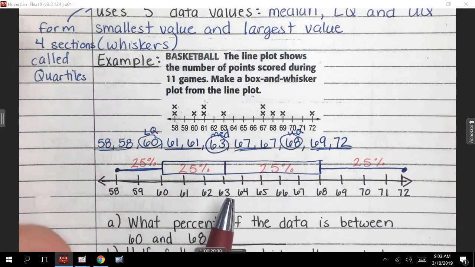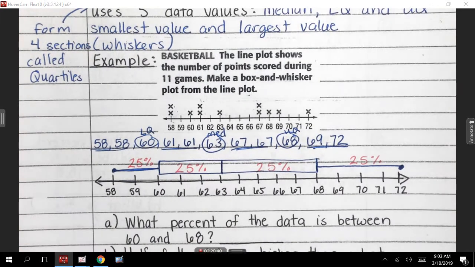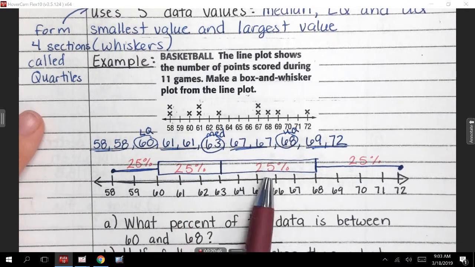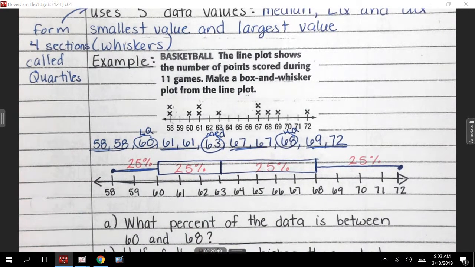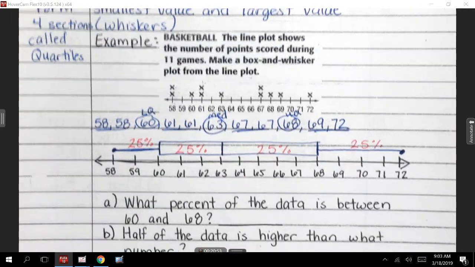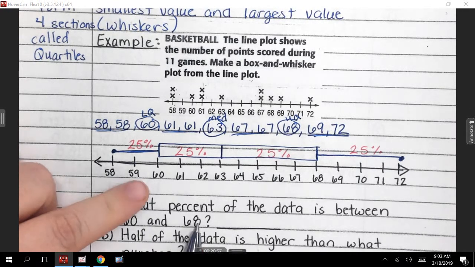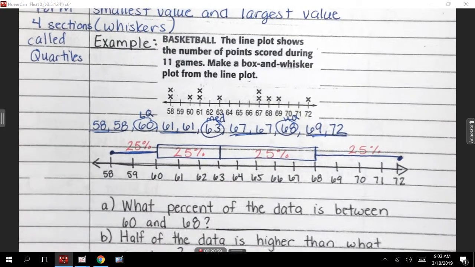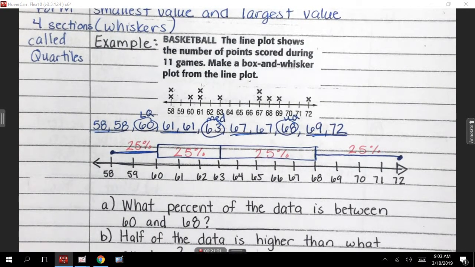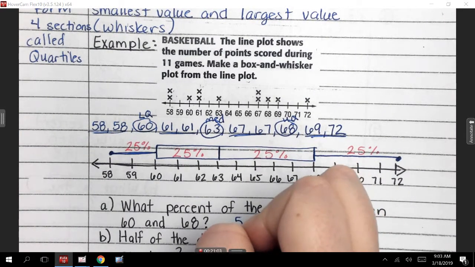So here's the important thing to remember with box and whisker. We need to remember which part is my box and which part is my whisker. And then I need to remember each piece is how much? 25%. If you can remember those two things, then we're good. All right, so let's answer our question down here. On letter A, it says, what percent is between 60 and 68? So what percent is in the entire box? Jacob? 50%. 50%.